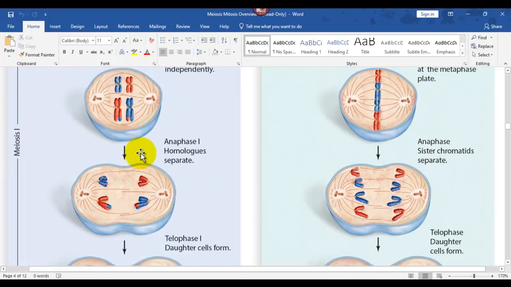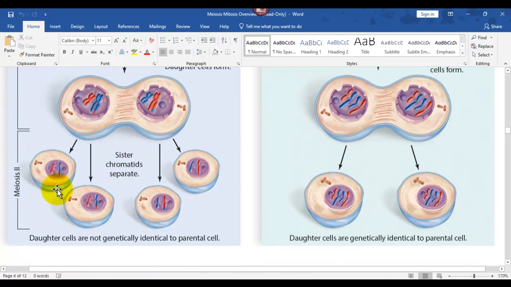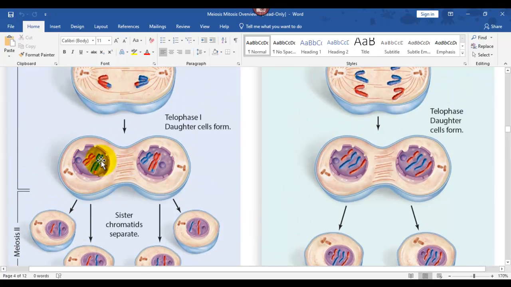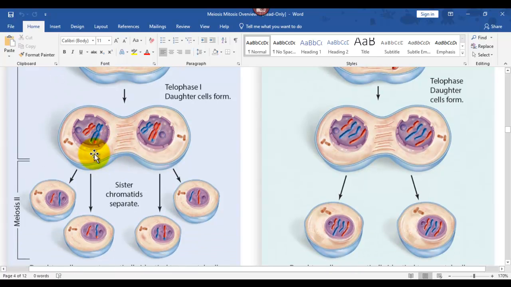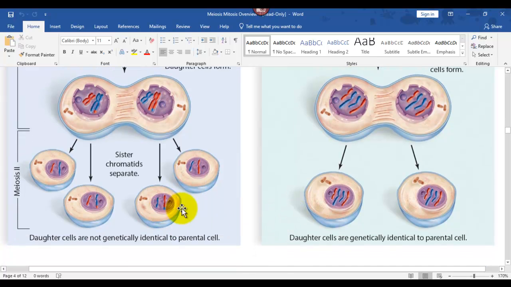Now, here's meiosis 2, and this is showing a very brief, because it's just like mitosis. This cell and this cell, see, this one's going to split into these two, and then this one is going to split into these two. And each one of those is haploid. They have 23 chromosomes each, and that's why they have the single ones. It says they are not genetically identical to the parent cell, whereas in mitosis, they are genetically identical.